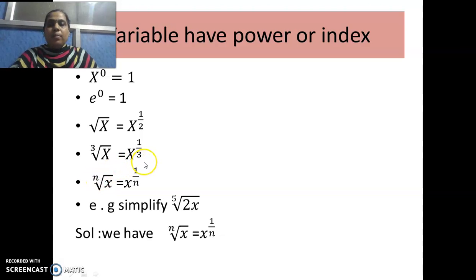If we include any number here, then in general we write n root of x is equal to x raised to 1 upon n. We take a simple example based on that. Simplify fifth root of 2x. We have just studied that n root of x is equal to x raised to 1 upon n.